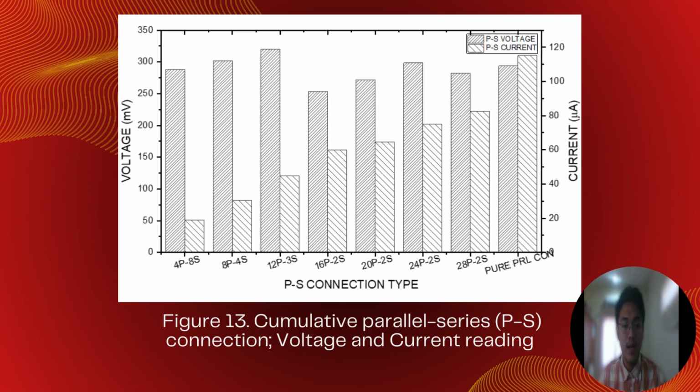Moreover, the hybrid connection reveals a different view of how stacked MFCs generate current in this configuration. This also shows that as the MFCs in parallel increase, the current generation also increases. The pure parallel connection was found to have the highest current generation of 115 microamperes, and 4P-8S, a less efficient hybrid parallel connection, only produces 19 microamperes.